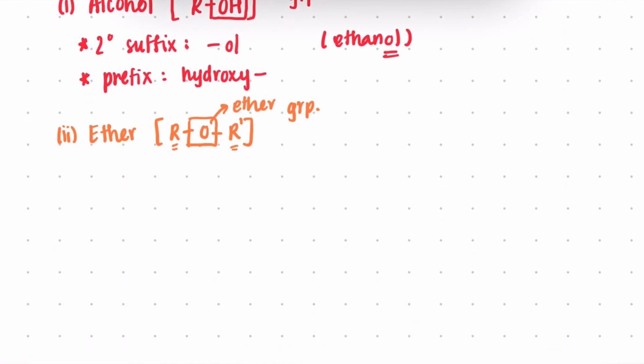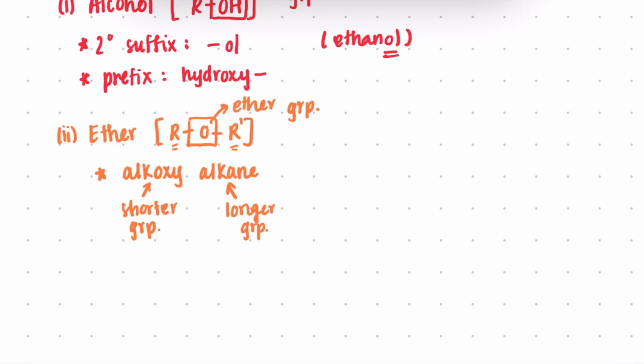When we're naming an ether, we don't really use a suffix or a prefix. We use a prefix sort of thing. The naming would be in the form of alkoxy alkane. This alkoxy is talking about the shorter chain, or the shorter group, and this alkane is talking about the longer group. So that's how we would represent an ether in this scenario.